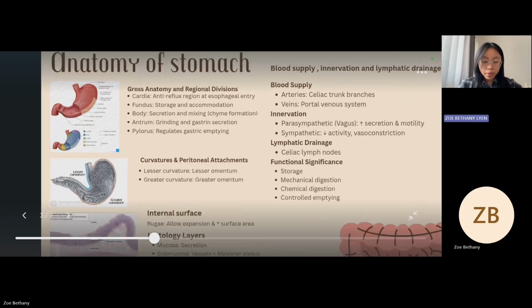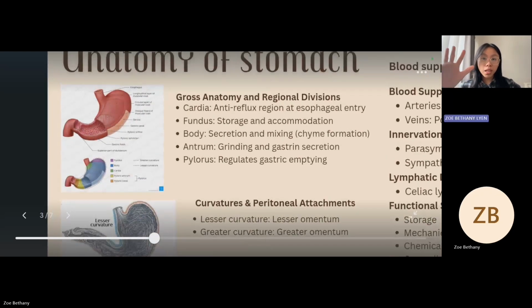Anatomically, the stomach is divided into five main regions. First is the cardia, the area where the esophagus enters the stomach. Although it does not have a true anatomical sphincter, it contributes to an important anti-reflux mechanism, together with the lower esophageal sphincter. Next is the fundus, a dome-shaped region located superior to the cardia. It serves as a temporary storage area for food and swallowed air and allows the stomach to expand without a significant increase in pressure.